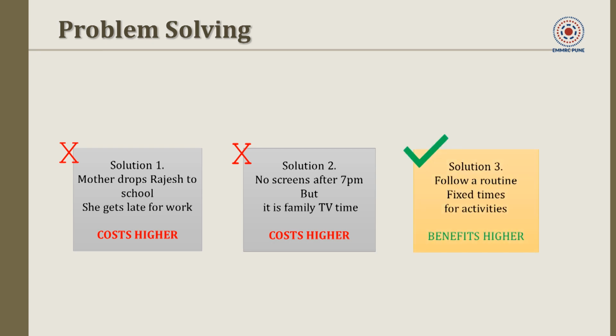Solution 3. Ensuring that there is a routine that Rajesh follows every day. This includes physical activity in the evening, meals at a fixed time, and sleeping and waking up at the same time every day. The benefit here will be more structure and inculcating good habits. The costs would be more effort and discipline involved. In this case, the benefits outweigh the costs. Thus, creating a routine seems like the best option.